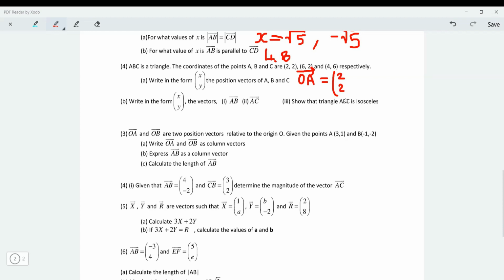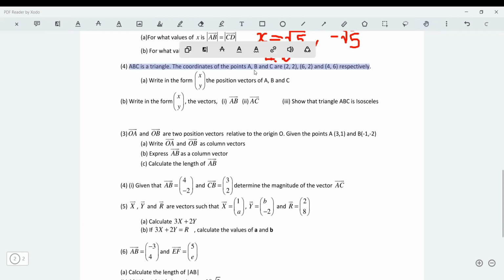Then you have to tell them what is vector OB. All right, now here's going to get a little bit messy, so my apologies for this, but I'm just going to take this one to the whiteboard so it is not so messy.